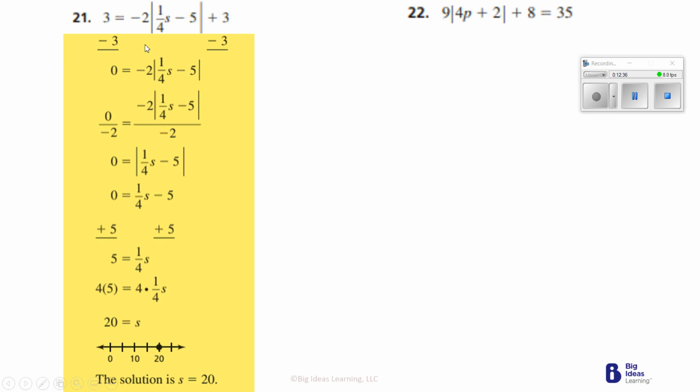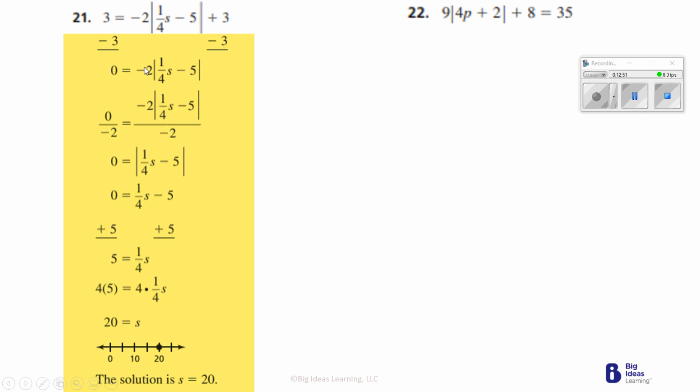Yes, that's right. So we're bringing the positive 3 over. The opposite of positive 3 is negative 3. Whatever I subtract from one side, I do to the other. And now I have 0 is equal to negative 2 times the absolute value of 1/4 s minus 5.